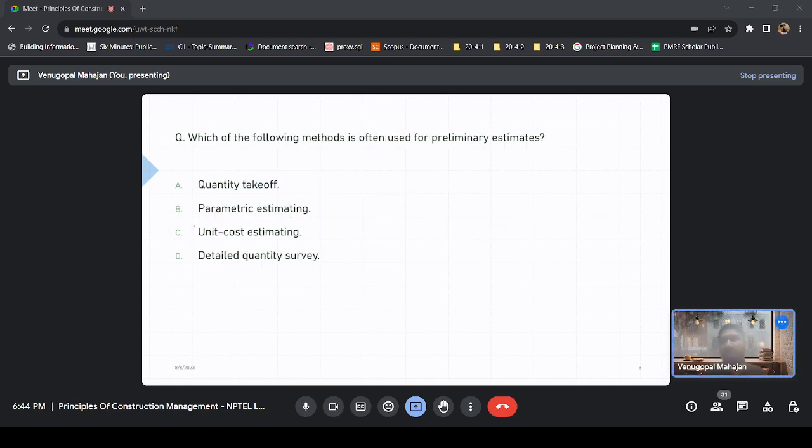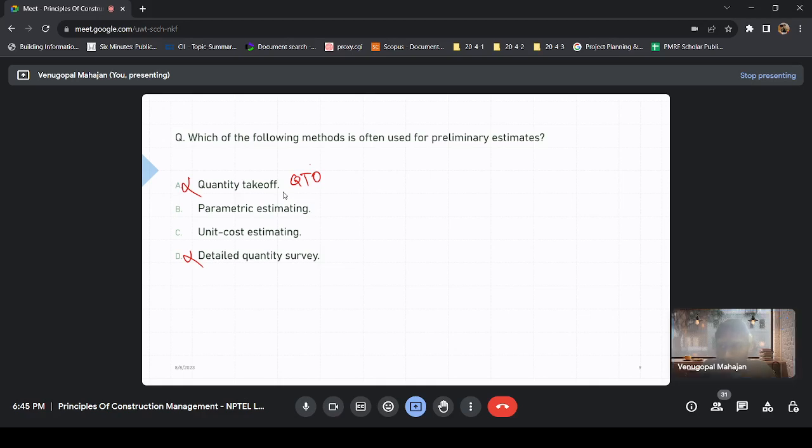Okay. Which of the following methods is often used for preliminary estimates? We just saw that it is quite an approximate method. So is it QTO or parametric estimating or unit cost estimating or detailed quantity survey? Okay, you can say that it cannot be QTO or detailed quantity survey, right? What about parametric estimating? Parametric or unit cost. Okay, which one is it? Unit cost estimates. Okay. What is parametric estimating?